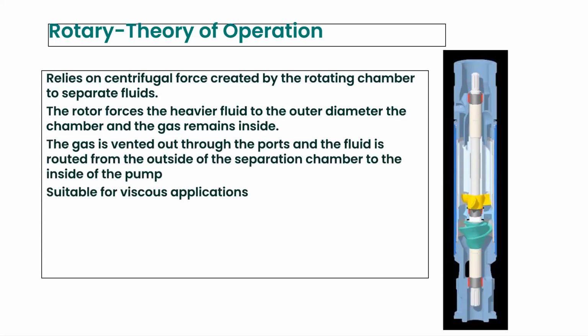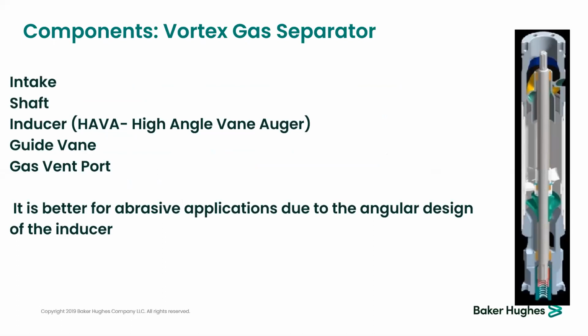The vortex gas separator has the same components, almost close to the rotary, but the only difference is the high angle for the inducer. You can see the inducer has a high angle vane, which Baker Hughes abbreviates as high angle vane. The inducer does all the separation for the fluid.